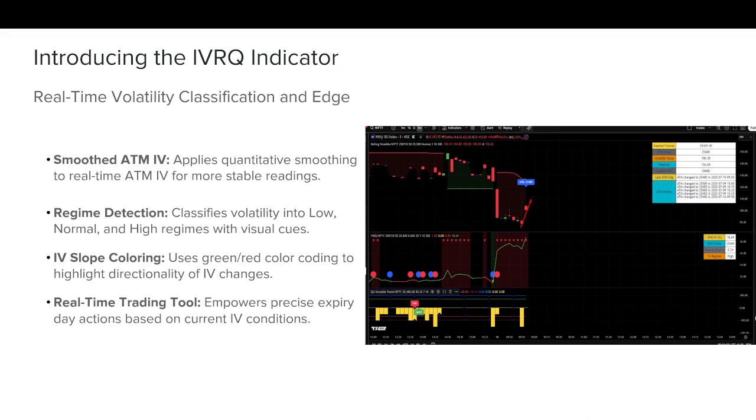Further enhancing its utility, IVRQ incorporates color-coded slopes. Green for rising volatility, red for falling. Simple. These visual cues quickly communicate whether IV is in an expanding or a compressing mode, enabling traders, or you, to act faster. Altogether, IVRQ isn't just a data point. It's a live decision support system for managing trades with edge.